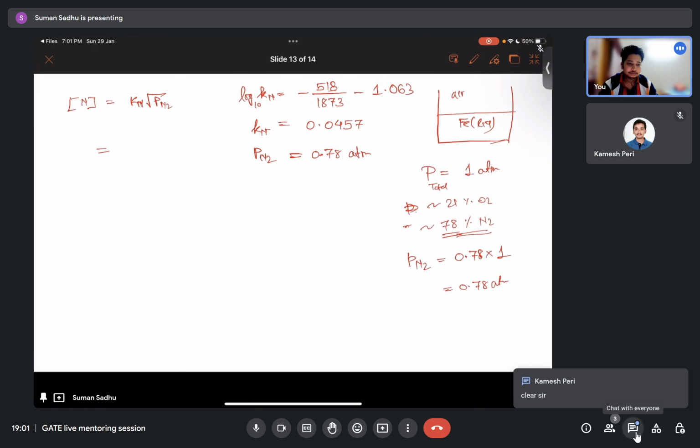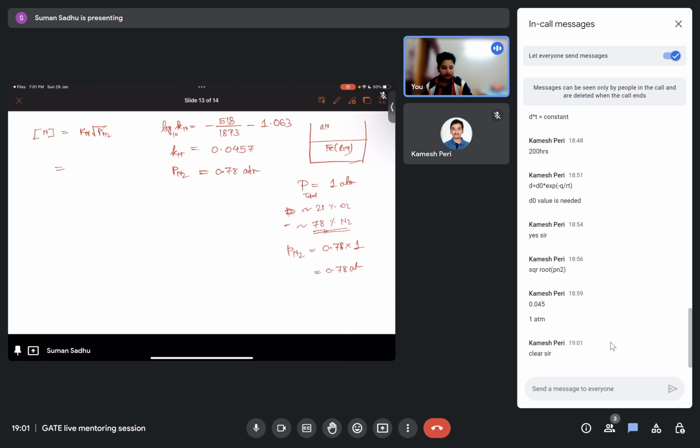Yes. So air basically contains 21 volume percent oxygen and 78 volume percent nitrogen. That's why the mole fraction will be 0.78. So mole fraction into total pressure, which is 1, means the partial pressure of nitrogen is 0.78. So now if you calculate, you will get 0.0457 into root over the partial pressure of nitrogen, 0.78.